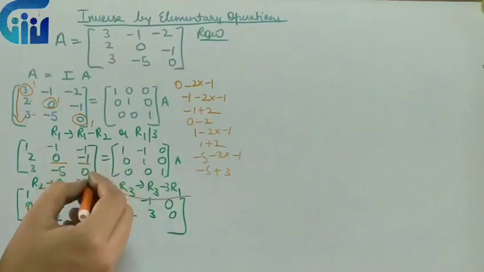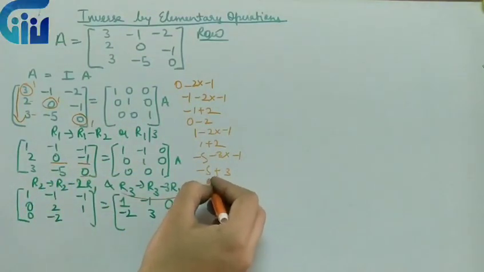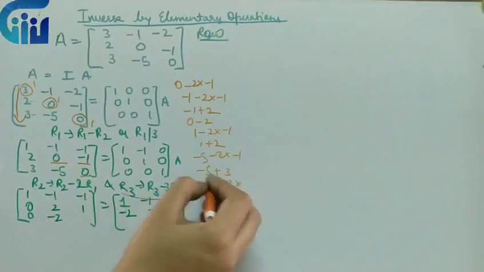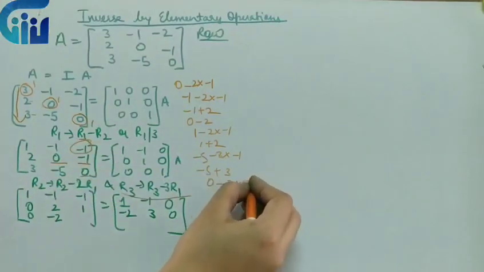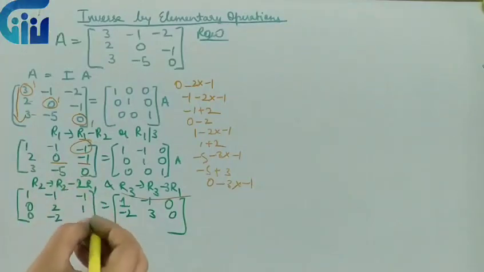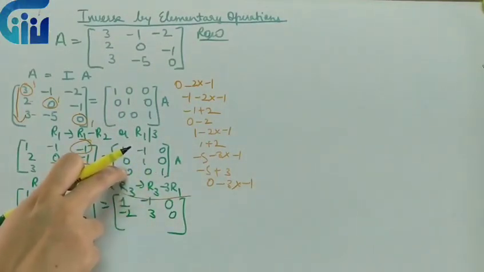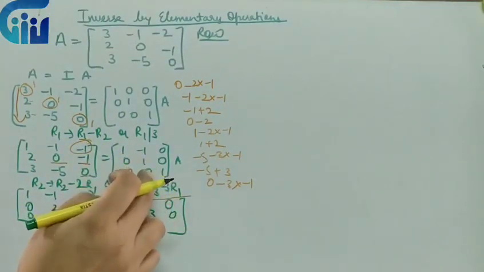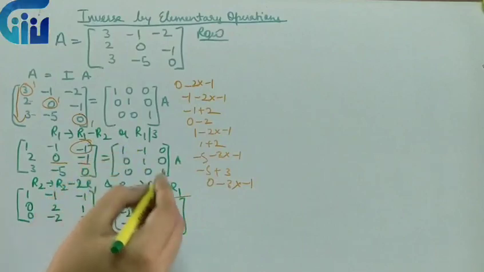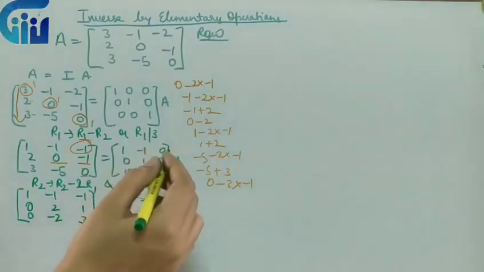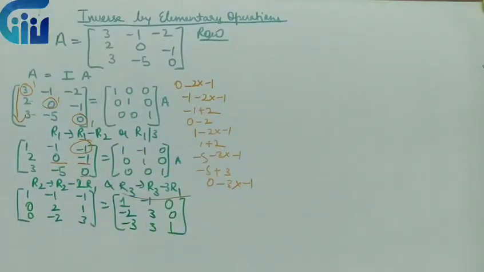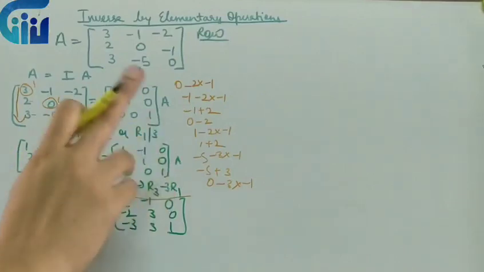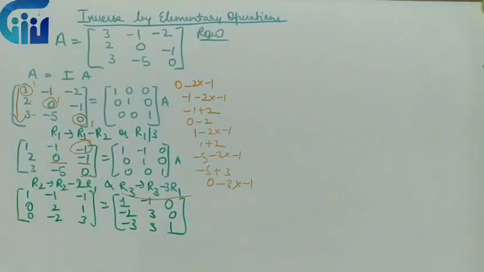Then what is the next element for R3? 0. So I'll write 0 minus 3 into what is R1? Minus 1. So I'll write minus 1. So minus 3 into minus 1, it is plus 3. Then the same applies to this. R3 is 0 minus 1 into 3, so minus 3. 0 into minus 1, so it will be plus 3. And 1 into 0, this will be 1. 1 minus 3 into 0 will be 1. So this is what I have got.